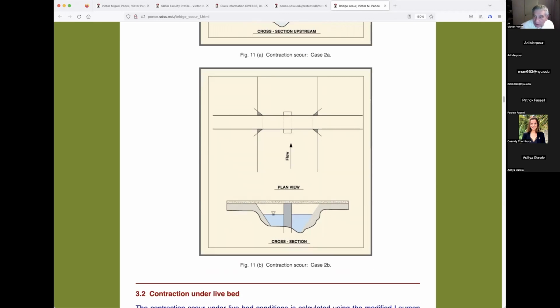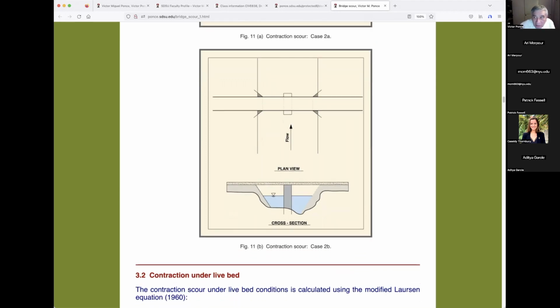I already told you that: Einstein, 1950. But even Einstein wasn't really talking about scour. He was talking about bed movement. Scour is more complex than that. I already mentioned that.